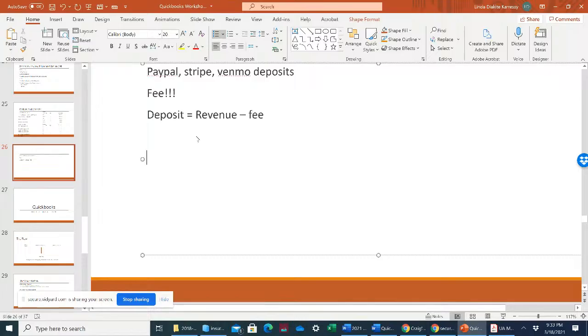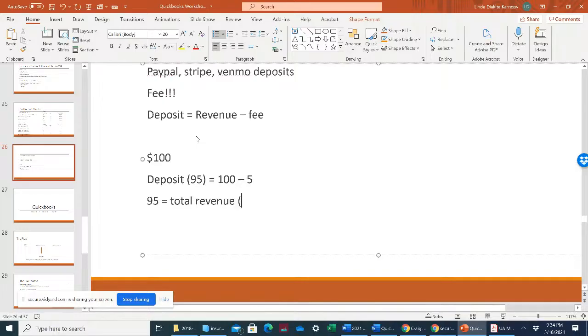So say, for instance, a customer pays by PayPal, and your product is $100. Your deposit is not going to be $100. Your deposit may be, let's just say, $95. So revenue is 100 and your fee is $5. What a lot of businesses do is say that $95 is total revenue. As you can see, that is incorrect.